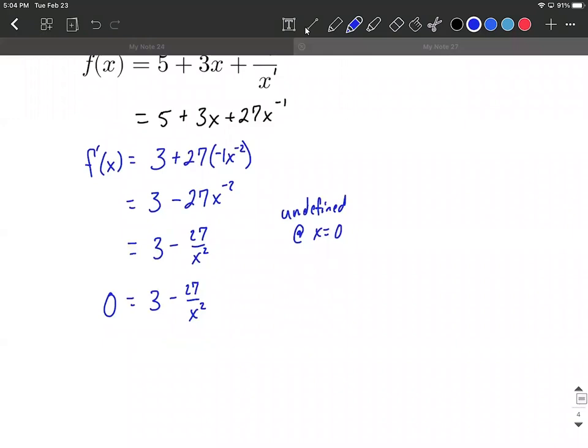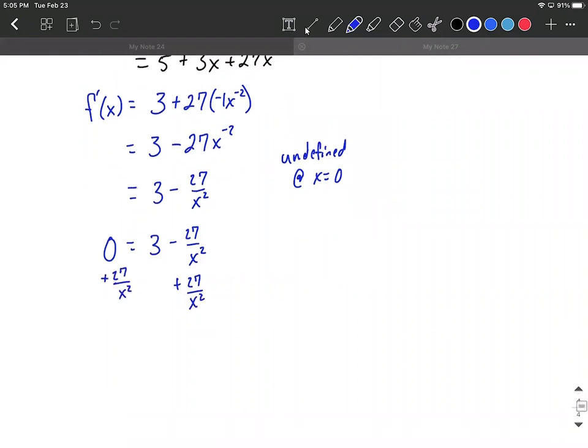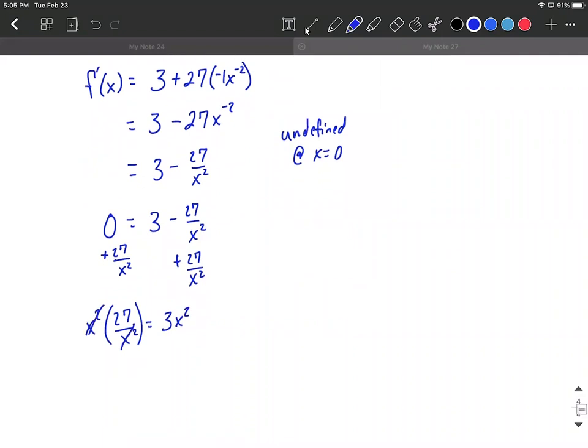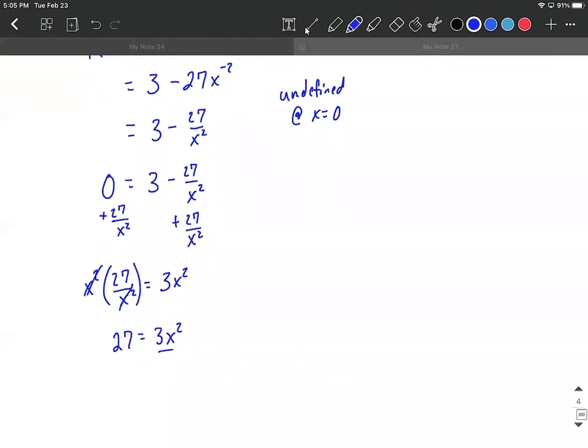So the first thing I would probably do is add the fraction to move it to the other side. This gives us 27 over x squared equals 3. We can't solve for our variable while it's in the denominator, so let's multiply both sides by x squared to move it out of the denominator. These will cancel out on the left-hand side, making a 1. So we have 27 equals 3x squared. We can make this into a power equation by dividing both sides by 3. So we have x squared equals 9.